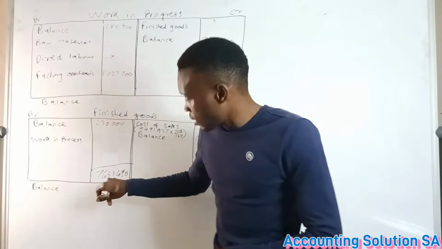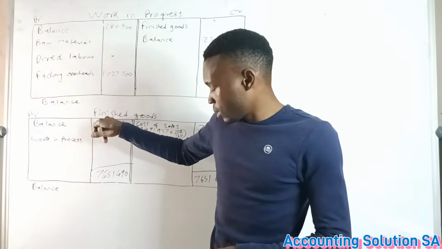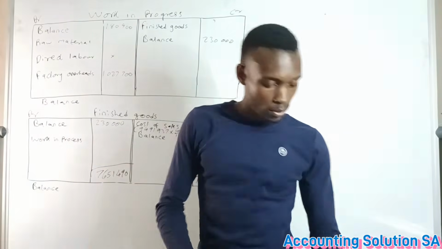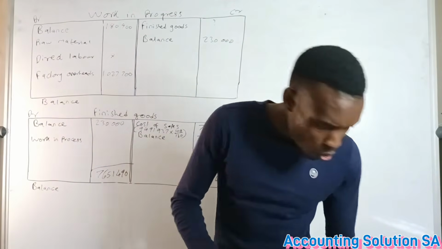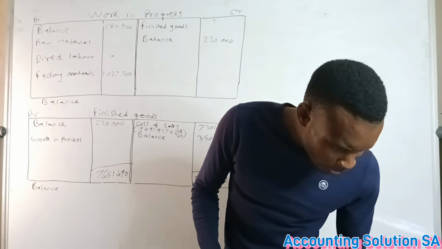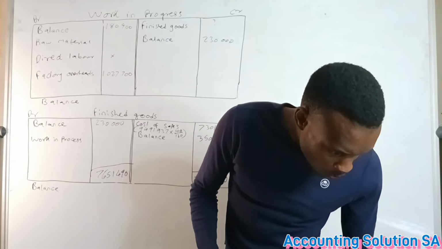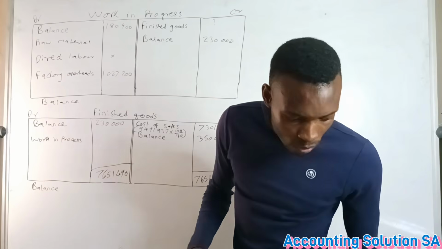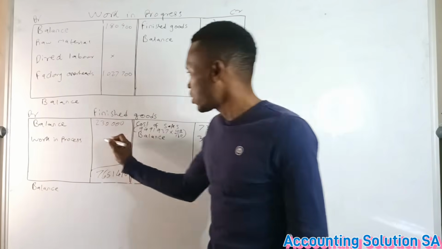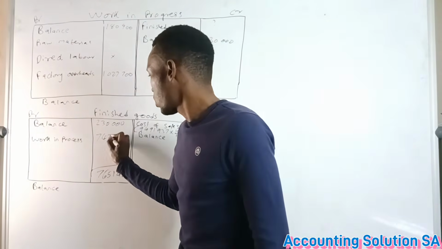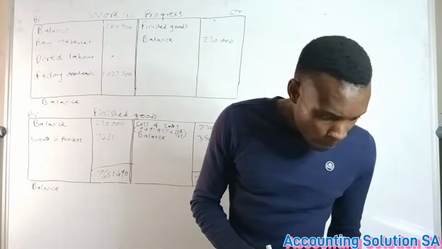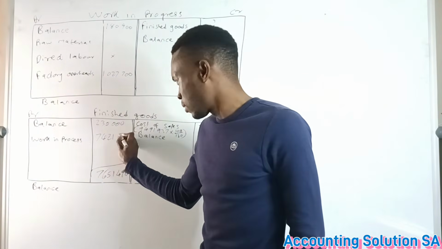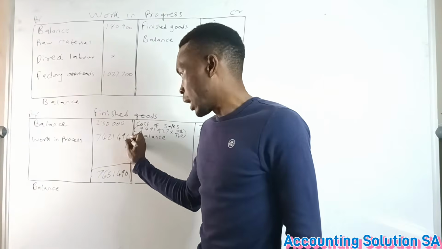Okay, we say this amount minus this, it will give us this one. Okay, let's say 7 million minus 230, which is going to give us an amount of 7,421,490.